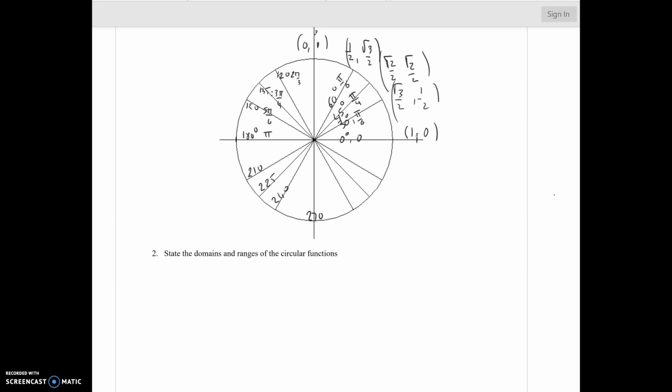Very quickly, I know that right here it's going to be -1 and 0, my cosine will be equal to -1, and right here my sine will be equal to -1 when my cosine will be equal to 0. I'll let you finish filling up all of these values.